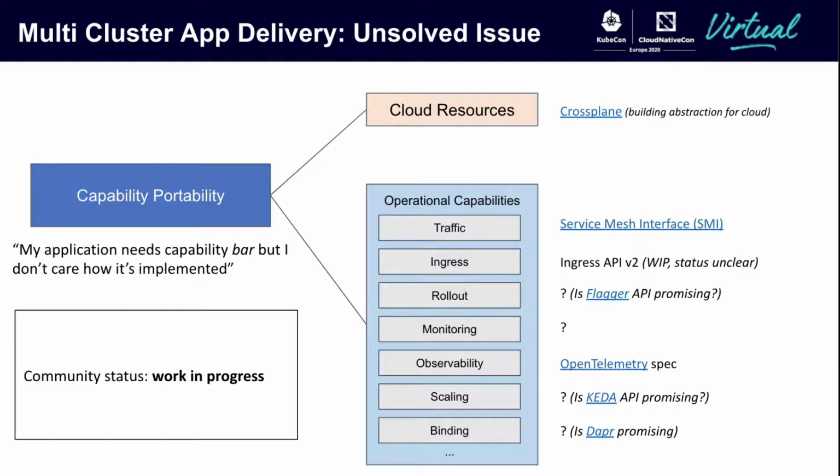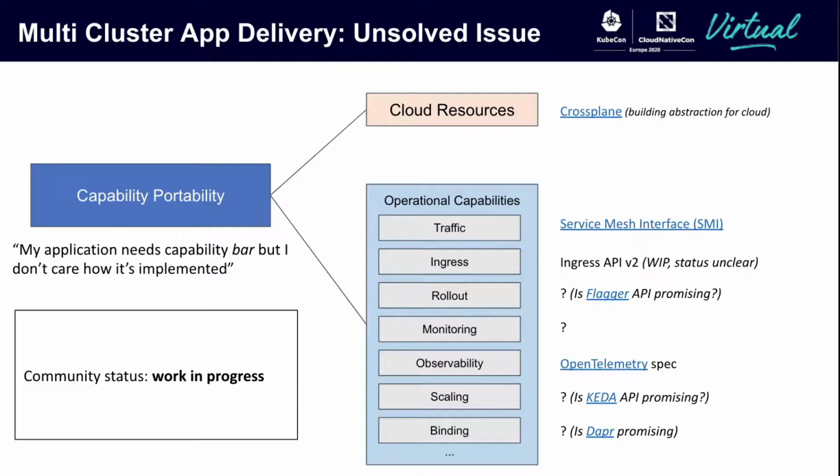And also for rollout, for observability. For this part, we have OpenTelemetry, which is very promising, but we don't know how to define a portable definition for auto scaling, for example, as well as service binding. So in one word, the current community is still not there to define generic standards or interfaces for portable operational capabilities. And it's very hard for us to enable real multi-cluster or multi-cloud application delivery for now. But yes, there are some promising efforts, and we should keep our eyes on that.